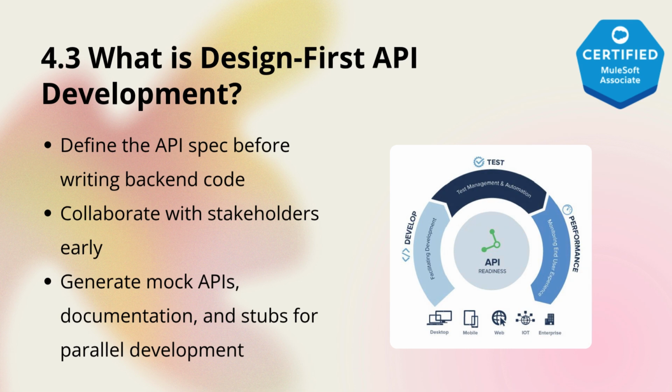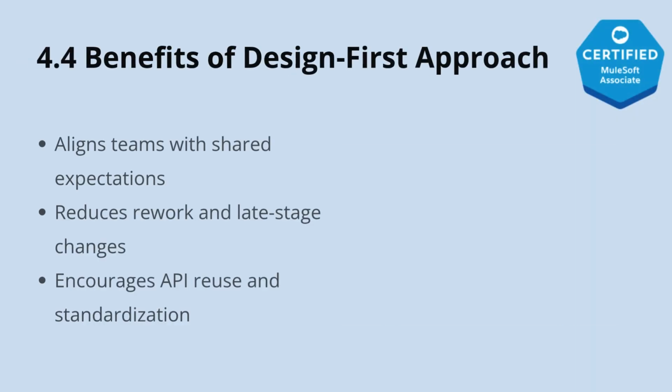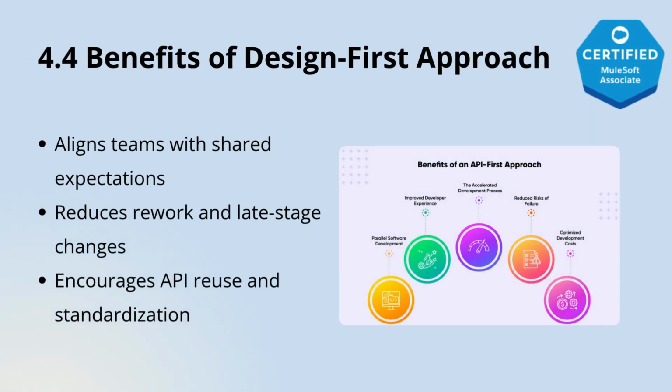In this method, you define the API specification first, before writing any code. You collaborate with stakeholders, including product owners, developers, and consumers, to agree on the API structure, purpose, and behavior. Once the specification is in place, it becomes the foundation for both development and testing. Tools can even generate mock APIs and documentation based on the specification, allowing front-end and back-end teams to develop in parallel. There are several key benefits to the design-first approach.